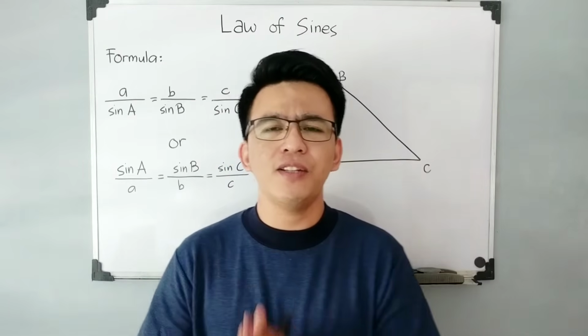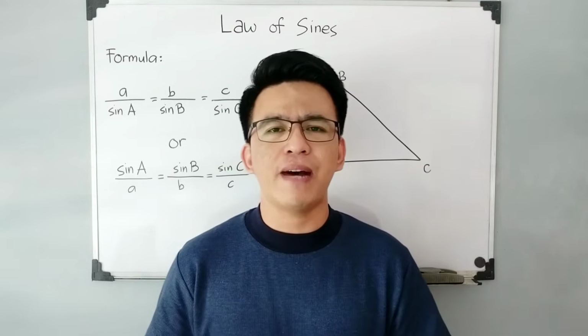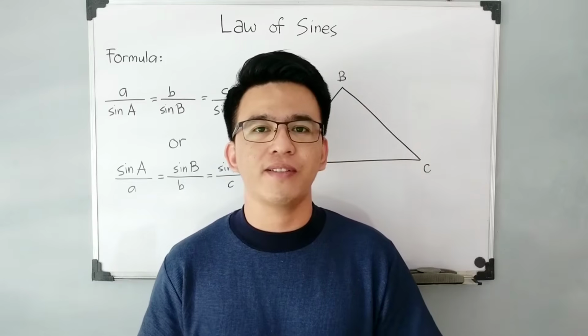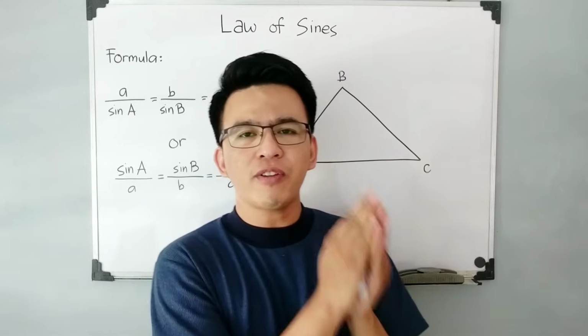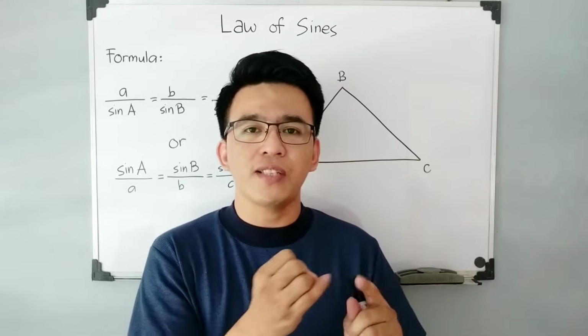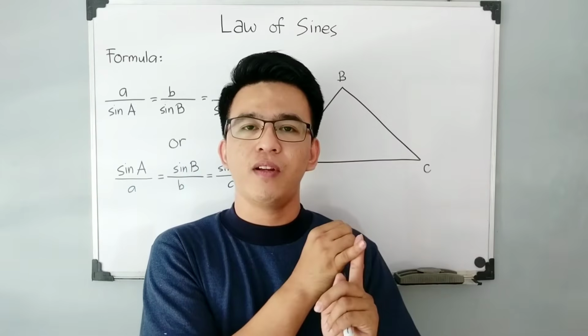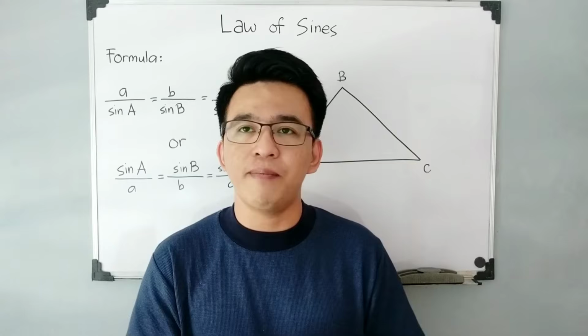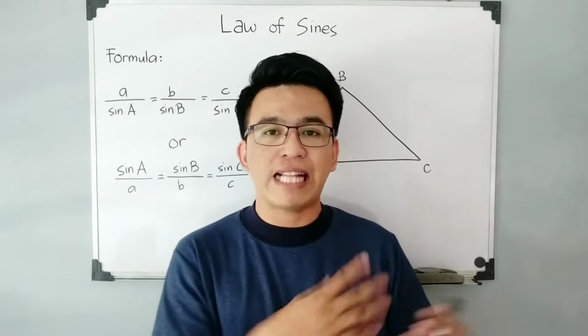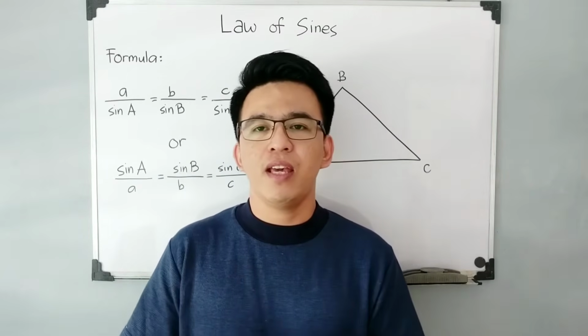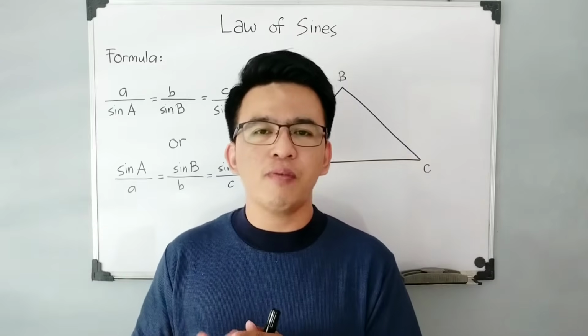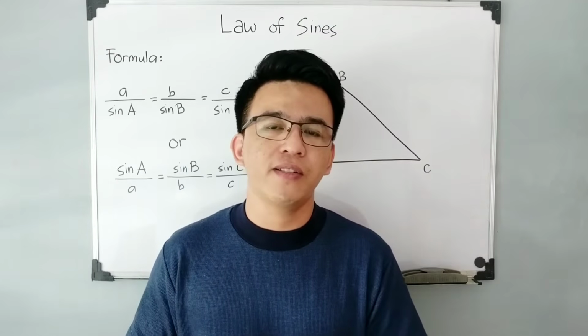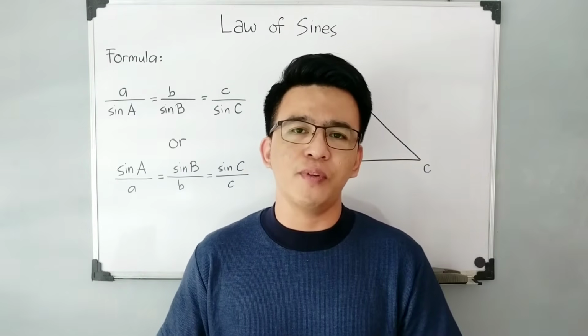So basically, guys, the law of sines is only used for oblique triangles. Because if your triangle is a right triangle, you can use either the Pythagorean theorem or the six trigonometric ratios to solve the missing parts of a right triangle. But this time, the scope of our law of sines is only oblique triangles. Sir, what kinds of triangles are those?